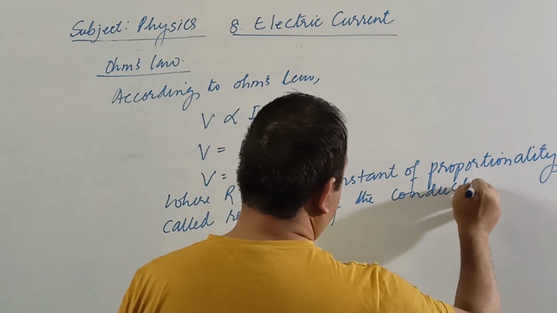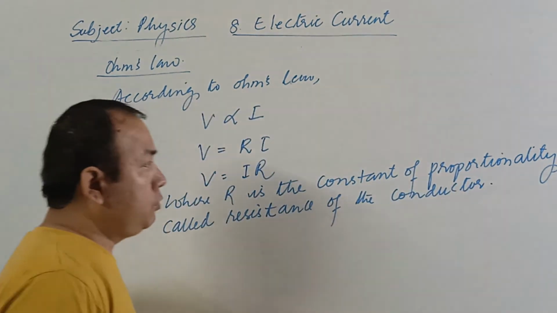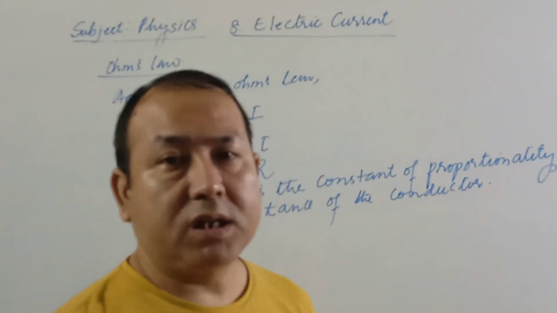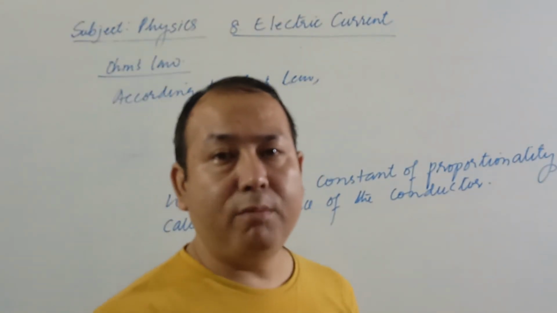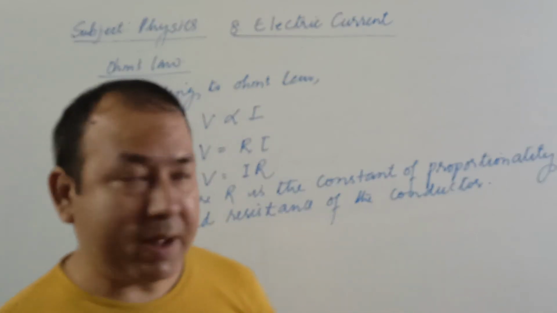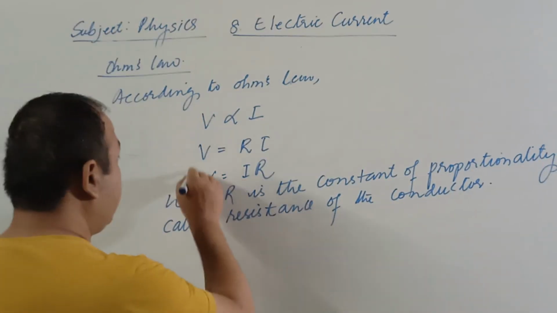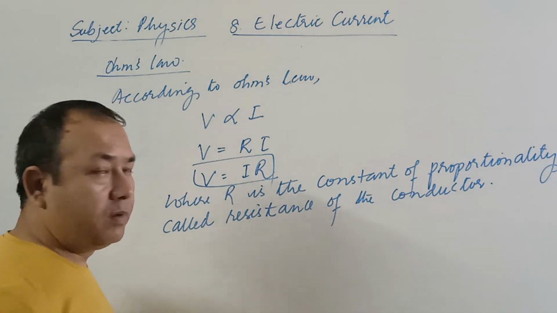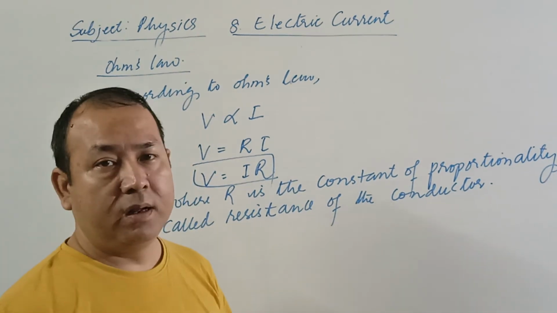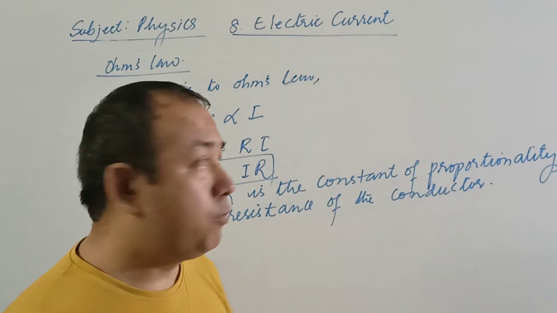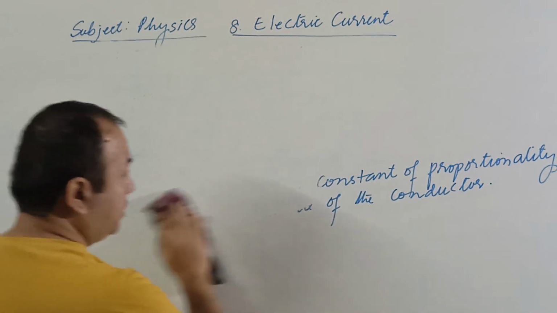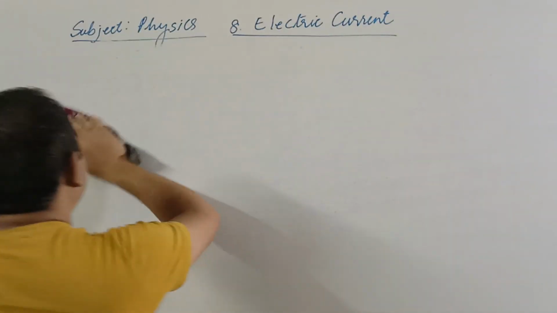Now in this case we are introduced to another term, that is resistance. After this we will discuss what exactly is meant by resistance. So just now we derived the mathematical expression. This V is equal to IR gives the mathematical expression of Ohm's law, and it gives the relationship between potential difference and the electric current flowing through the circuit. Then let us try to know about the resistance.